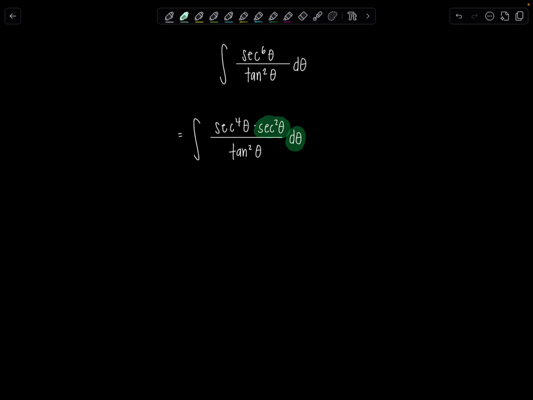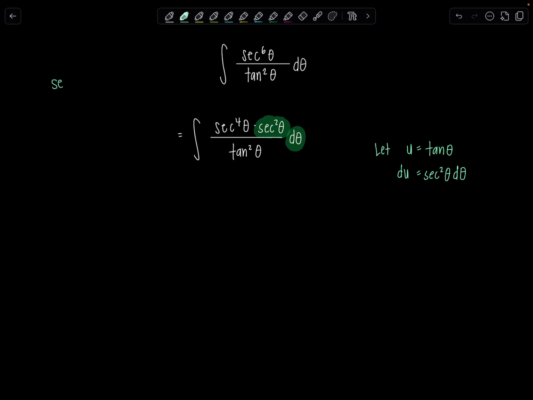So in order for that to work, let's think backwards, let u be tangent theta, right? And then du would be secant squared theta d theta, and that would work out just lovely. So then this denominator is already good to go. That would be u squared. However, I need to rewrite secant to the 4th theta all in terms of tangent. Can I do it? Absolutely.